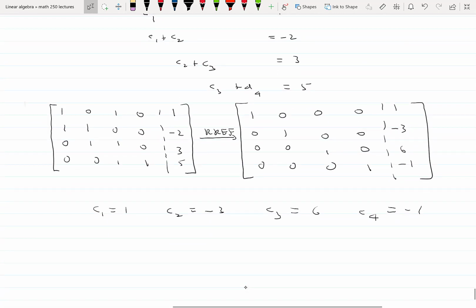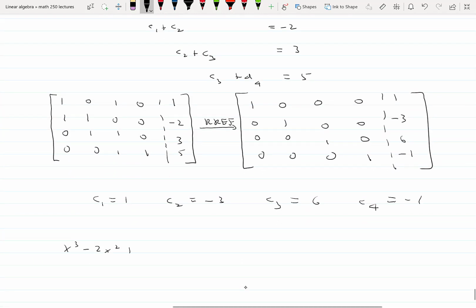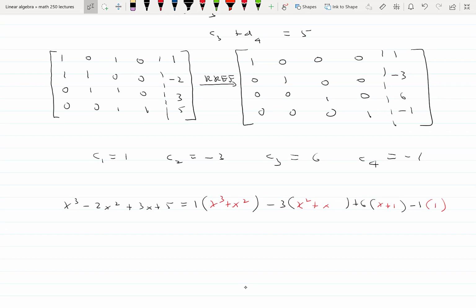So my polynomial x cubed minus 2x squared, I forgot what the polynomial was, plus 3x plus 5, is equal to c1, 1, times the first basis vector, x cubed plus x squared. c2 is -3, so -3 times the next basis vector, x squared plus x. c3 is 6, so plus 6 times the basis vector, x plus 1. c4 is -1, so -1 times the basis vector, the polynomial 1. That's what I've just shown. You're guaranteed that if you multiply all that stuff out on the right, that representation will equal x cubed minus 2x squared plus 3x plus 5, our vector.